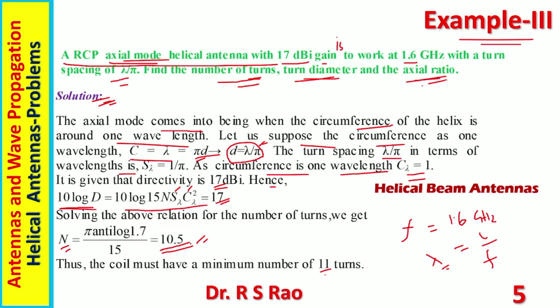Last item is axial ratio. Axial ratio is, by definition, (2n+1)/2n. As n is 11, it turns out to be 23 by 22. It is nearly 1. So axial ratio is slightly more than 1. So now we have found all the quantities that are asked to be computed.